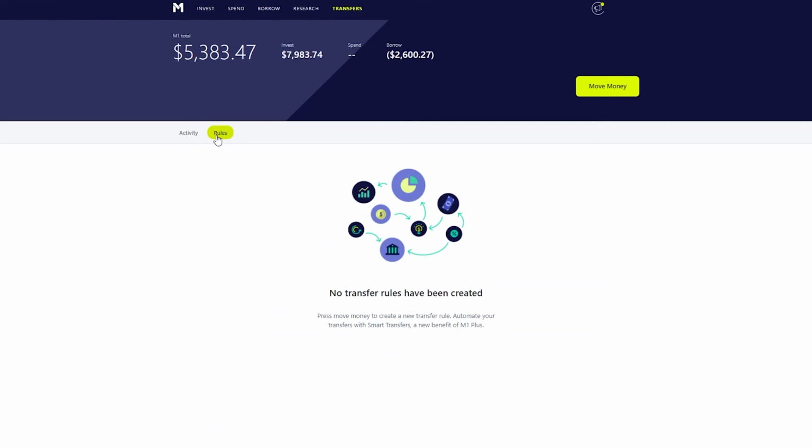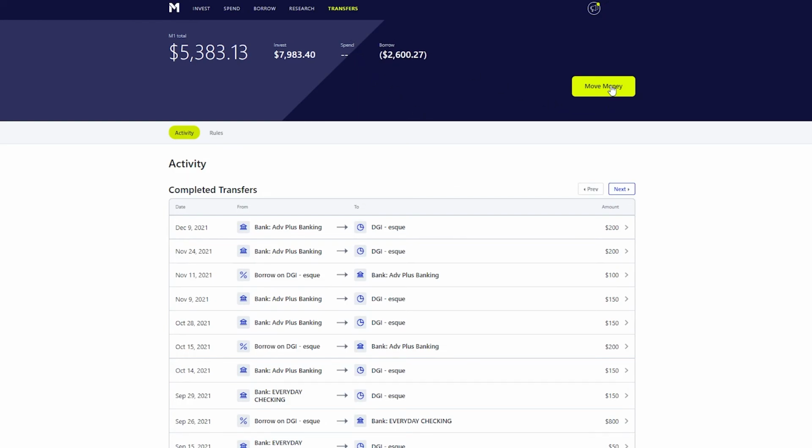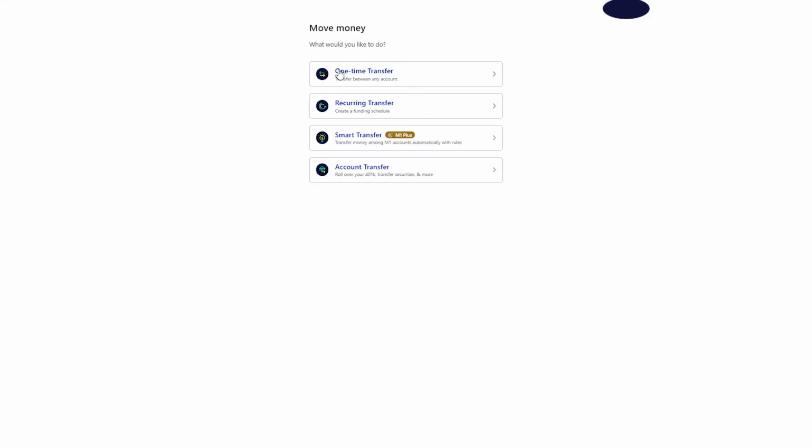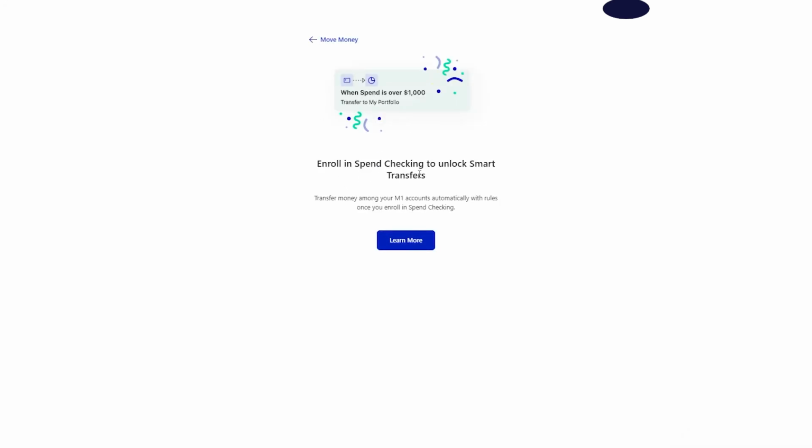So coming back here and turning to the rules, you can actually create rules. And with these rules, with M1 Plus, you can have smart transfers, as they say. So for example, when you want to transfer in other types of rules, now I don't have any rules active in this, but I am an M1 Plus member, but you can definitely set up some of these rules. And when you go to move money, for example, one-time transfer, recurring transfer, and again, that smart transfer coming to M1 Plus. Looking at this example, enroll in spend checking to unlock smart transfers.